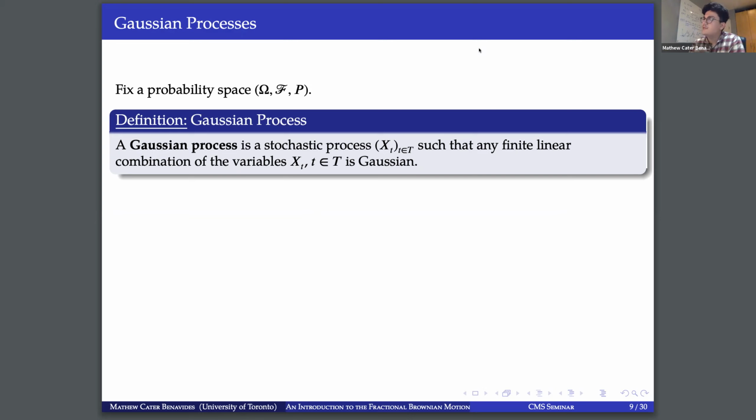And the only property it has is that any finite linear combination of these random variables is going to be a centered real valued Gaussian random variable, right? So another way to interpret that for those more familiar is that any finite dimensional marginal is going to have a joint normal distribution. Okay.